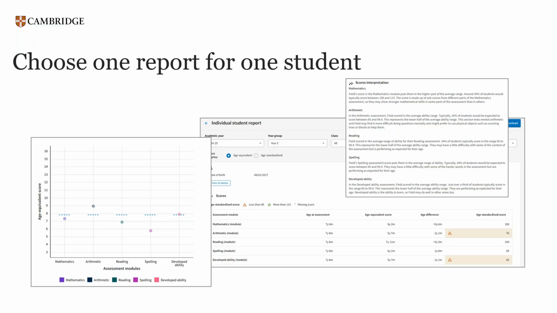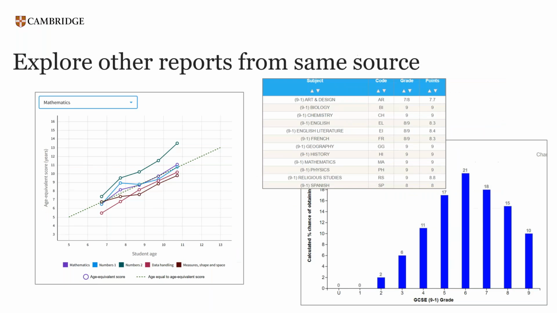So a really good place to start, one report for one student, discuss it with a friend. What does that tell you? What have you learned about that student? So having looked at that one report, which helps you to find out about their core skills, you've identified those strengths and those areas for support.